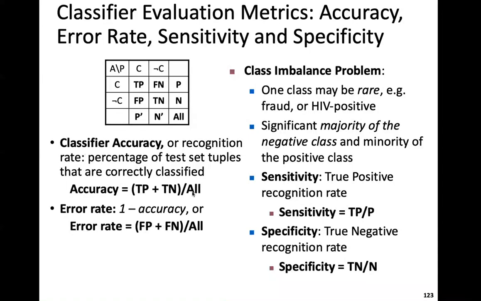Then there is one more measure which is called specificity. Specificity is where you take the negative examples, the true negative examples, and see what the true negative recognition rate is. It shows how specifically we are able to tune out and say that a sample does not belong to the class which we want to look at. That is given by the true negatives divided by the actual number of negatives.